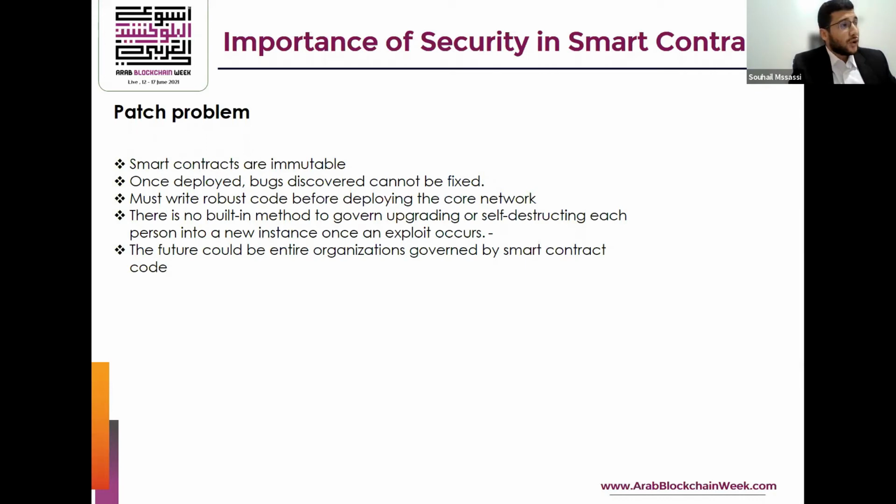So of course, this difference, this difficulty, is the most important thing in the context of smart contracts. These aspects of immutability and the patch problem will force the developer to make sure that the smart contract is secure before it is deployed.